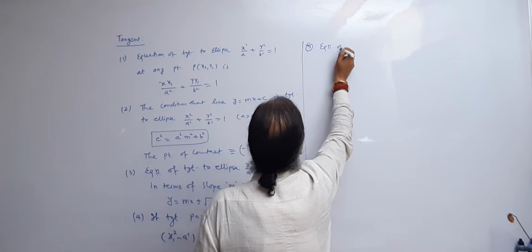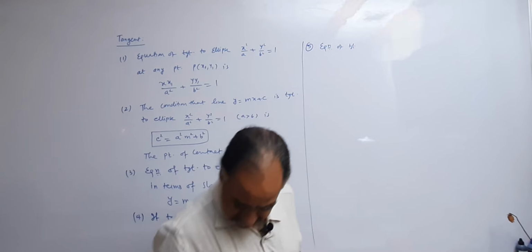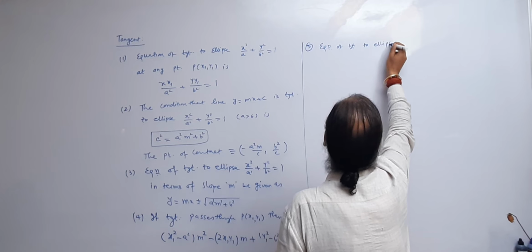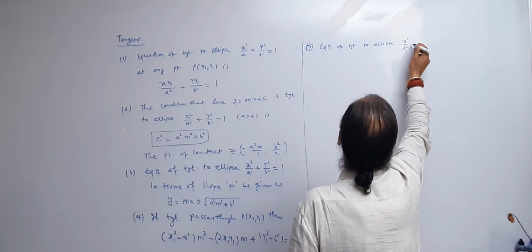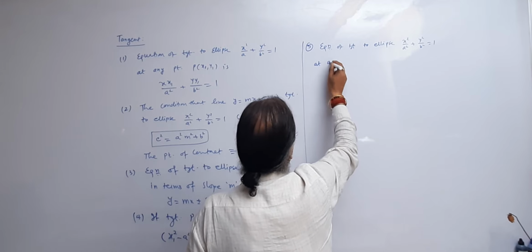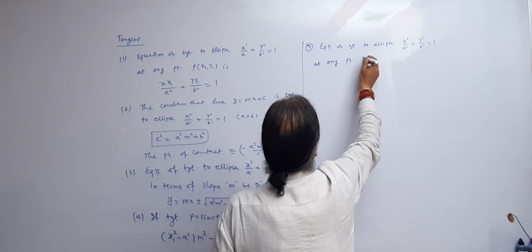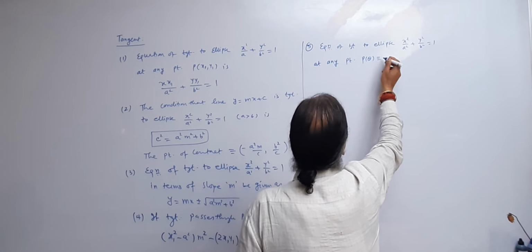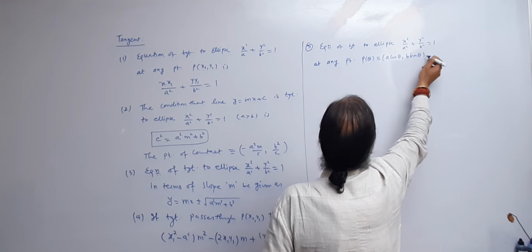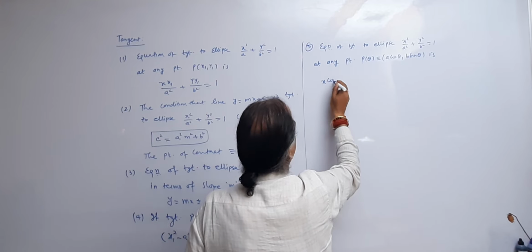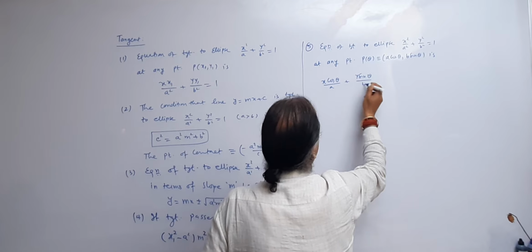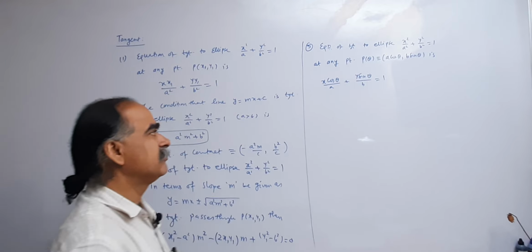Equation of tangent to the ellipse x square upon a square plus y square upon b square is equal to 1 at any point P(theta), which corresponds to (a cos theta, b sin theta), is x cos theta upon a plus y sin theta upon b is equal to 1.